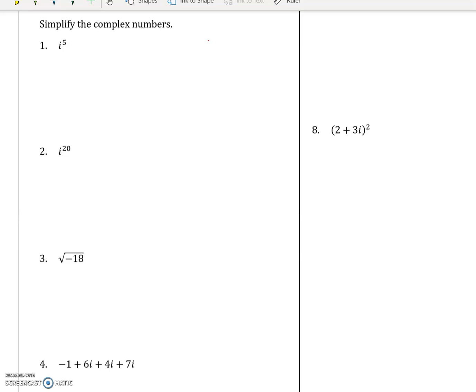Good morning. We're going to start a new chapter on complex numbers and imaginary numbers. The last chapter of the quarter, last week for seniors. So a reminder, i squared equals -1.